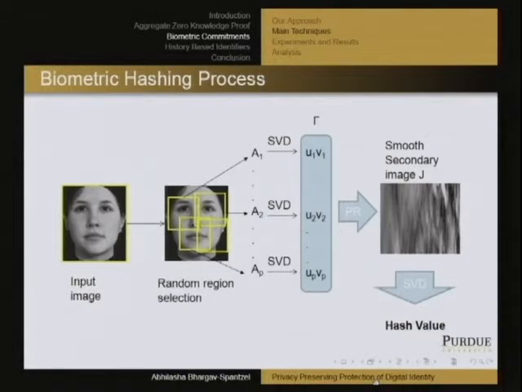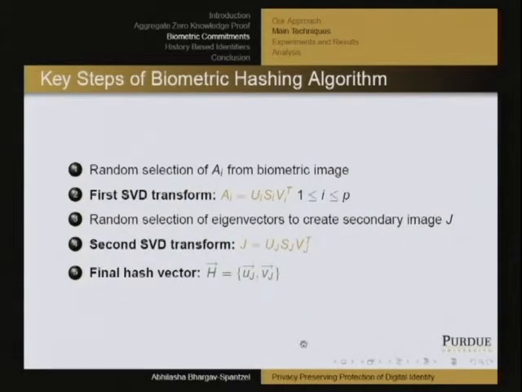To understand what this SVD means, each image is broken up into two orthogonal matrices, Ui, Vi, which is basically taking the most significant features of the image. So at every point you can think of filtration: you take the best parts of an image, combine them together to form the secondary image, and do the same process again to get the final hash vector.